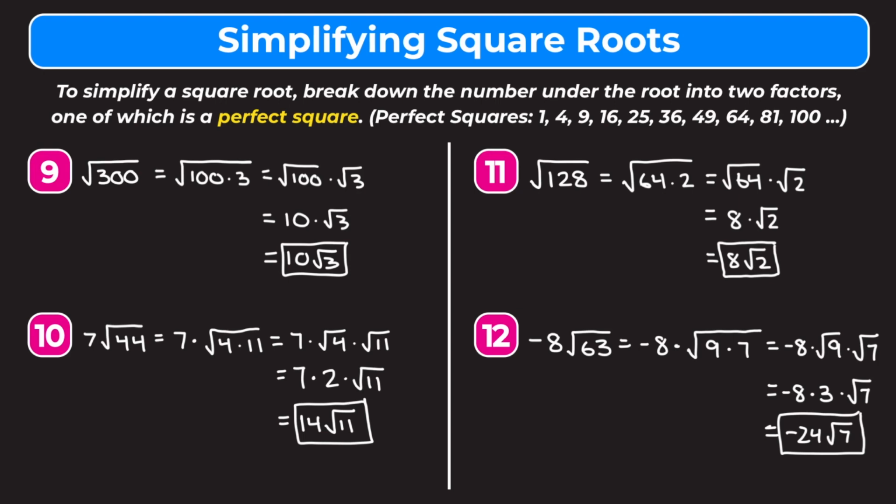So hopefully that video helped you guys learn how to simplify square roots. You just have to remember that you want to break down the number under the root into two factors, one of which is a perfect square. Then you're going to simplify the perfect square, and then just double check that you can't further simplify the problem.